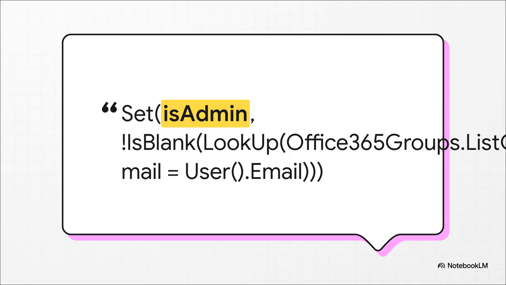The Office 365 Groups method is just as powerful. This bit of code uses the O365 connector to ask a simple yes or no question. Is the current user a member of this specific security group? And the answer, true or false, gets stored in a variable. In this case, we're calling it admin. Just like that, we know instantly if the user is an administrator.